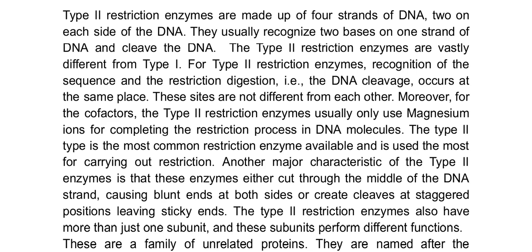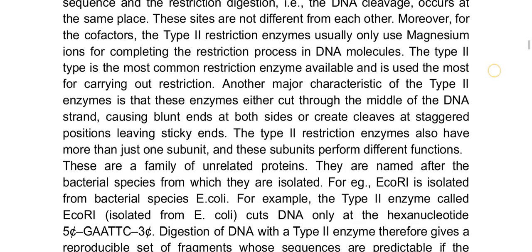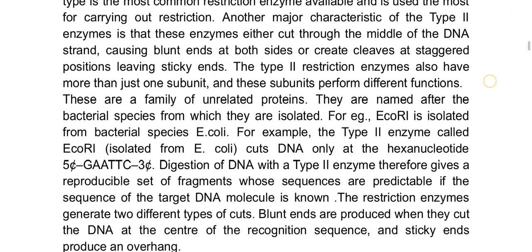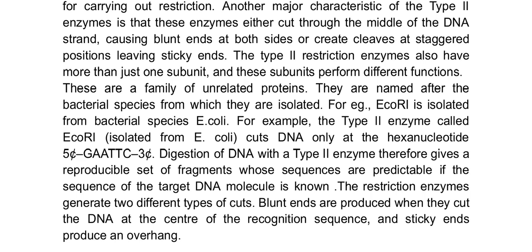The type 2 type is the most common restriction enzyme available and is used the most for carrying out restriction. Another major characteristic of the type 2 enzyme is that these enzymes either cut through the middle of the DNA strand, causing blunt ends at both sides, or create cleaves at staggered positions, leaving sticky ends. The type 2 restriction enzymes also have more than one subunit, and the subunits perform different functions. These are a family of unrelated proteins. They are named after the bacterial species from which they are isolated.